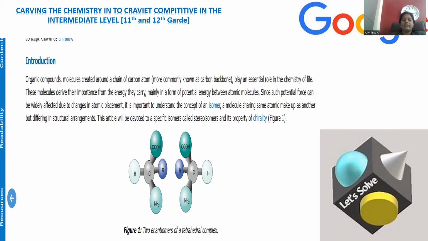This is content collected from LibreTexts. In organic compounds, molecules are created around a chain of carbon atoms, and carbon plays an essential role in the chemistry of life. The carbon backbone is very important in most of the compounds. These molecules derive their importance from the energy they carry, mainly from the potential energy between atoms in the molecule. The concept of isomerism is put forth, and in specific stereoisomerism, the property of chirality is most important.